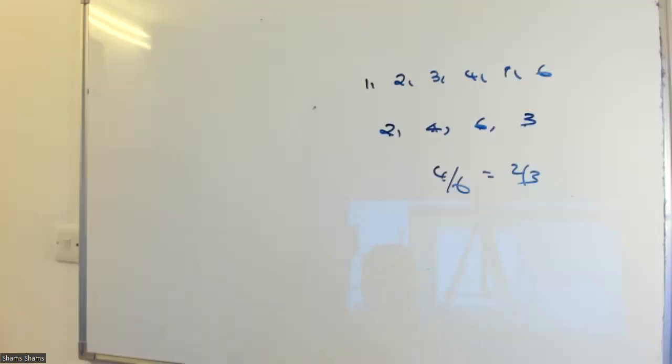1, 2, 3, 4, 5, 6. Then even numbers: 2, 4, 6. Then write probability of getting an even number equal to 3 by 6, equal to 1 by 2. This way you have to answer it.